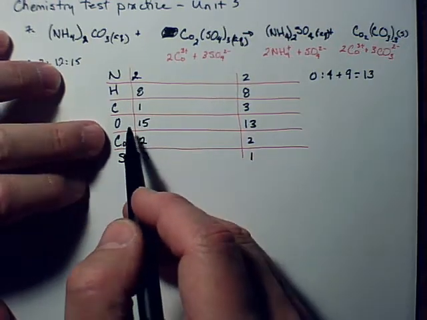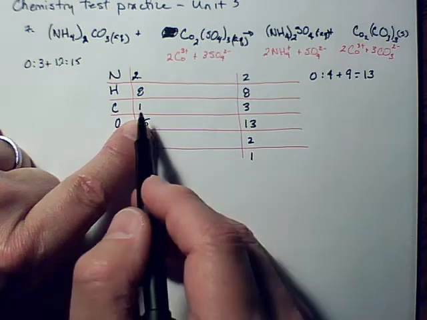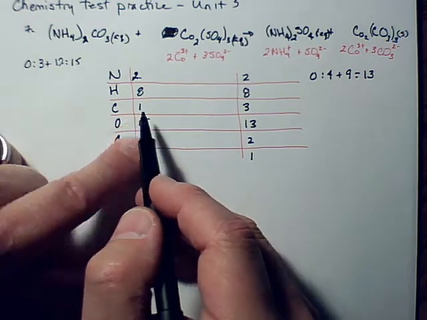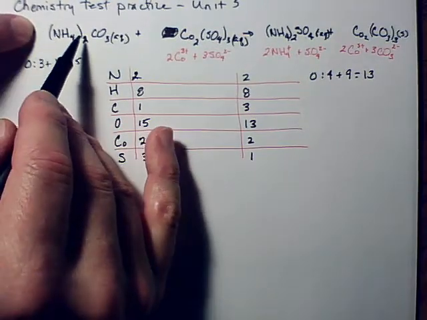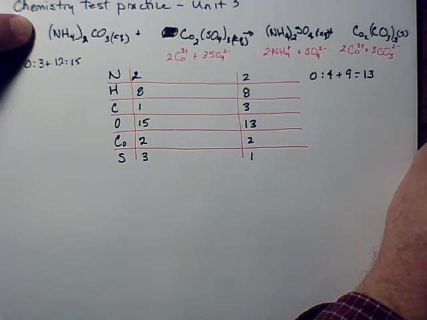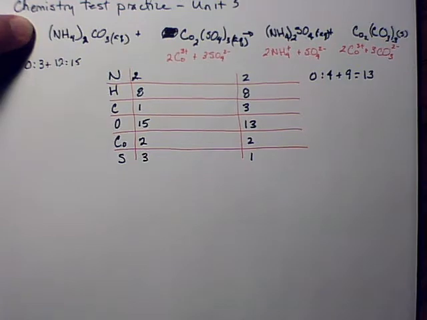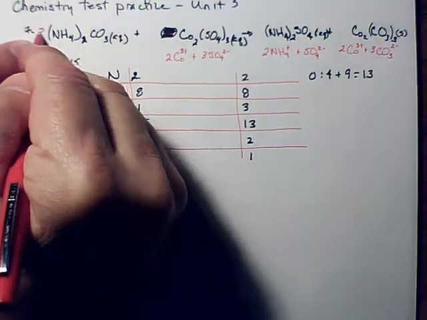So let's see. I guess we can start with the carbons then. Since I have 3 carbons on the right and only 1 carbon on the left, I cannot change the formula. I can't stick numbers in the middle of it because once the formula is balanced, can't touch this. So, I need a coefficient of 3 out in front.